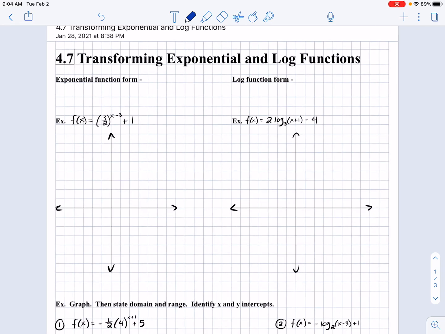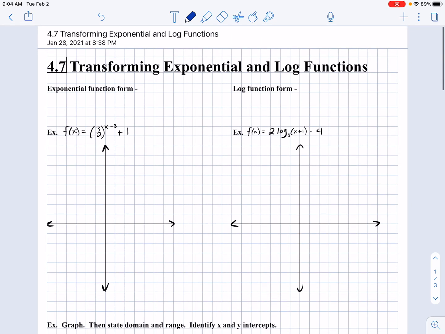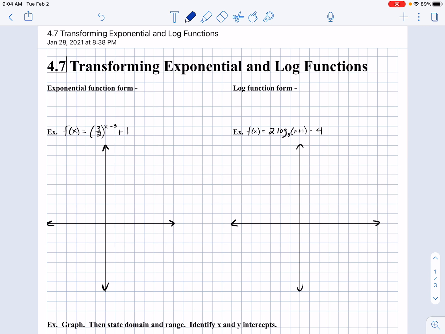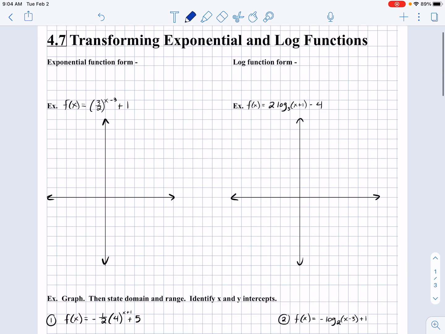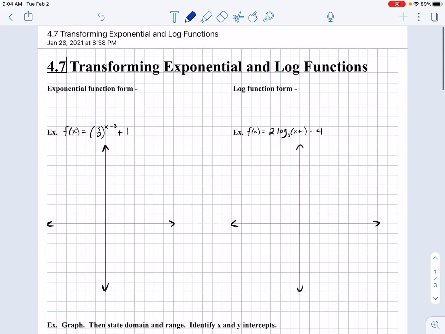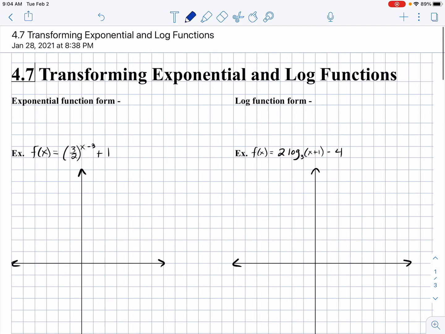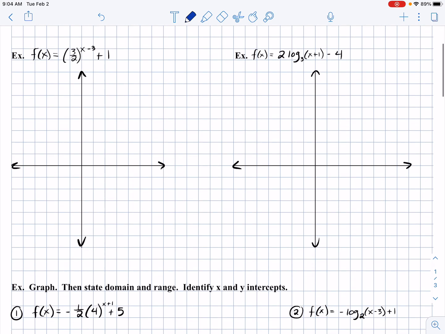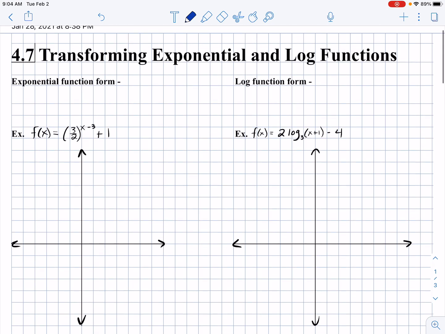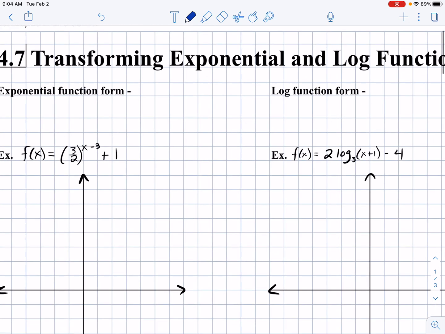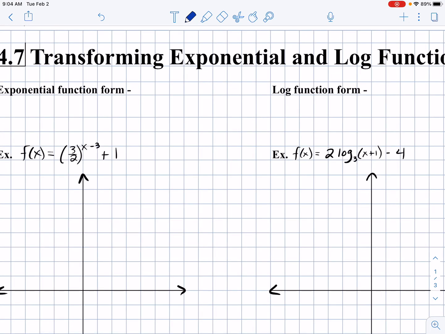All right, our last section of Unit 4 should really be a review of exponential and log functions because we've graphed both of these before. We've also graphed natural log functions. So you should see an example of each of those on here. And then we're going to go into a little bit more detail. Identify domain and range, identify x and y intercepts. But let's just start with our exponential function form and log function form.